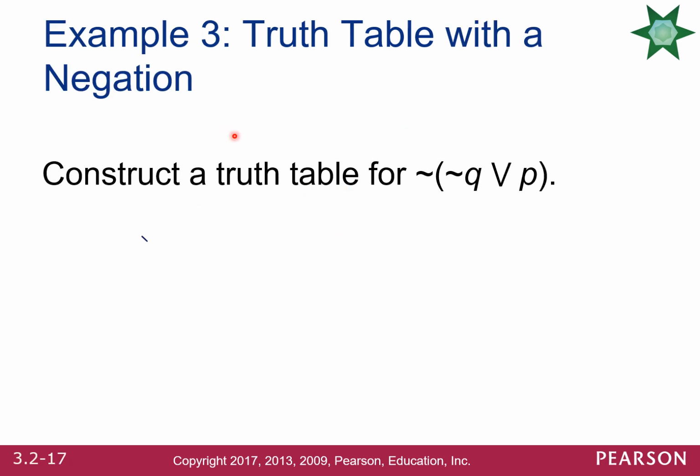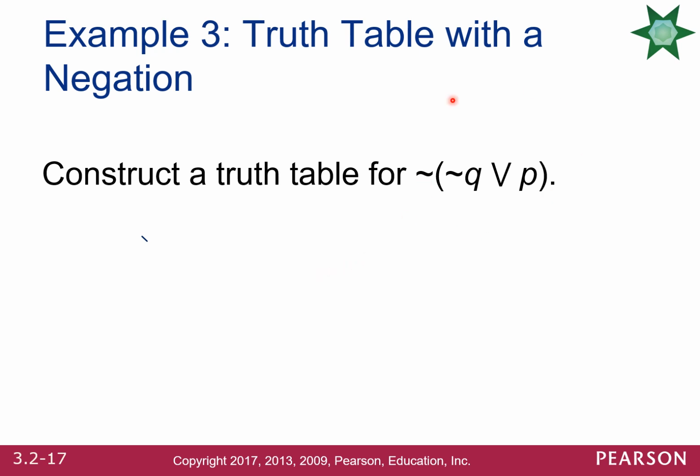Here's an example to create a truth table with a negation. We have been given a statement in symbols, all right, a symbolic statement. So we are going to analyze this a little bit, and then we are going to go into constructing the table step by step using the process that we had learned in the previous slides.